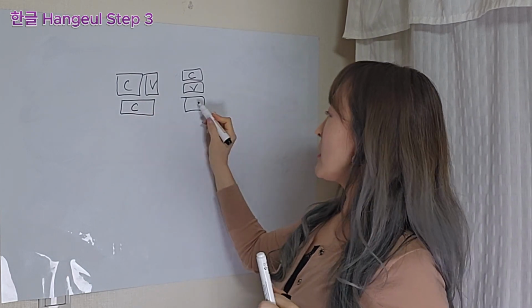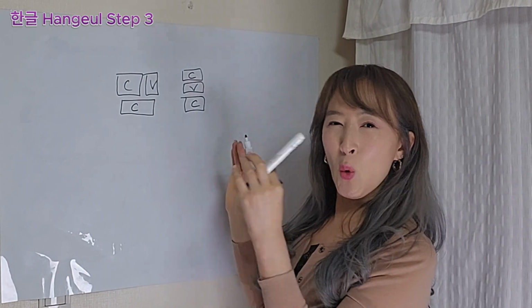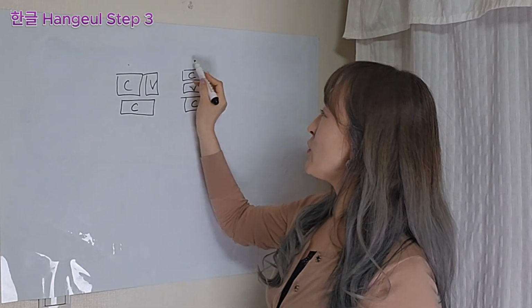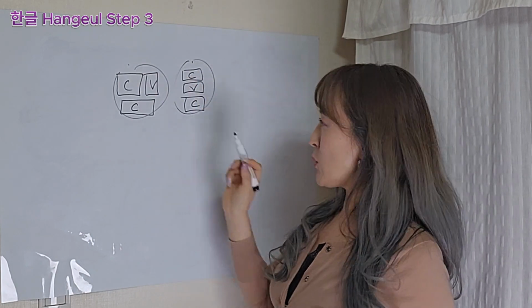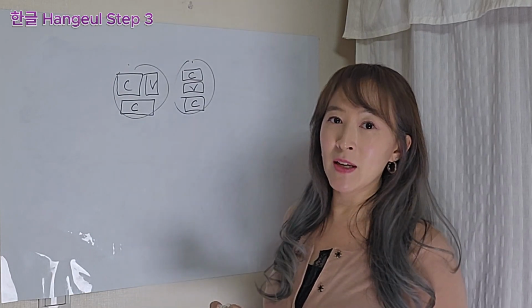So it's another consonant like this, right? So it means we have 4 different types of boxes, 1, 2, 3, and 4, right? So we will look at the final combination of Korean words.